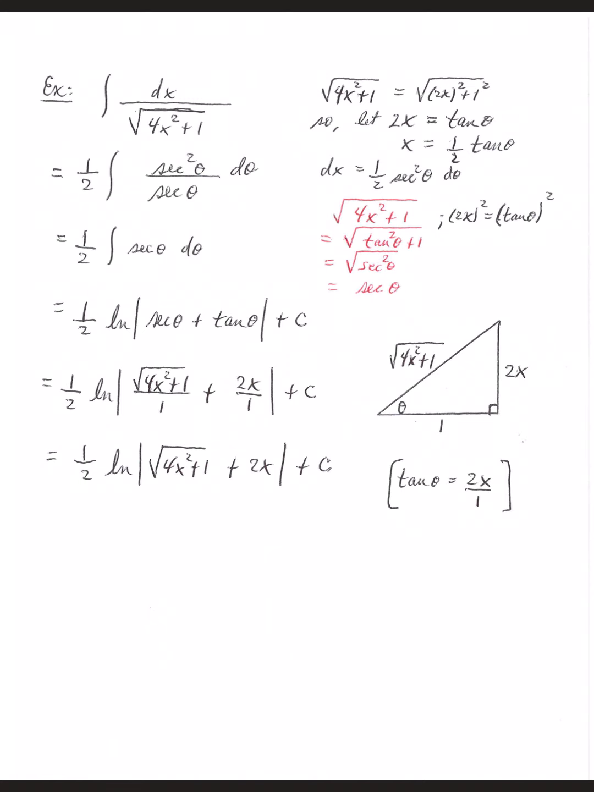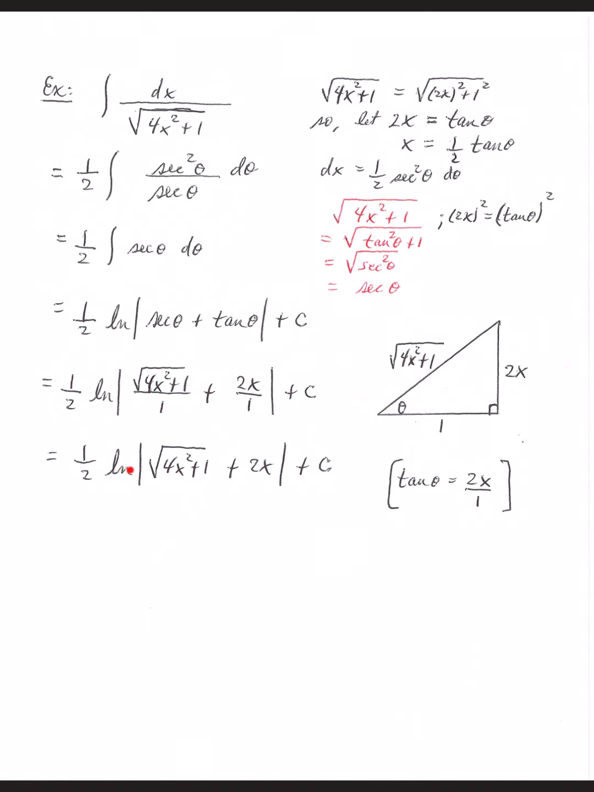Secant is the reciprocal of cosine. Cosine is adjacent over hypotenuse, so secant is hypotenuse over adjacent. Square root of 4x squared plus 1 over 1. Tangent, we already know what it is. It's 2x. So tangent theta becomes 2x. Secant theta becomes square root of 4x squared plus 1 under the radical. And that's our antiderivative. Don't forget the 1/2 out front.